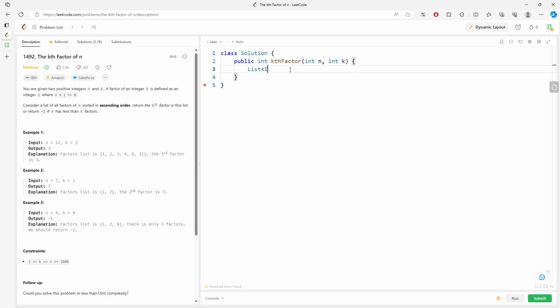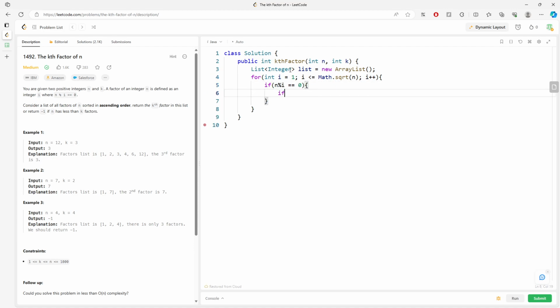I have a list of integers, and I only need to traverse from 1 all the way to the math square root of n, i plus plus. If n mod i equal to 0, I decrement my k. If the decremented k equals 0, I return i. Else, I add the value into my list, and once it finishes, I still don't return anything.